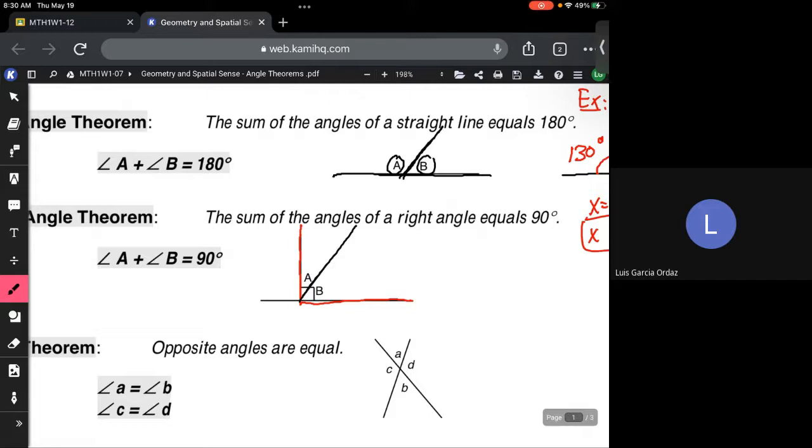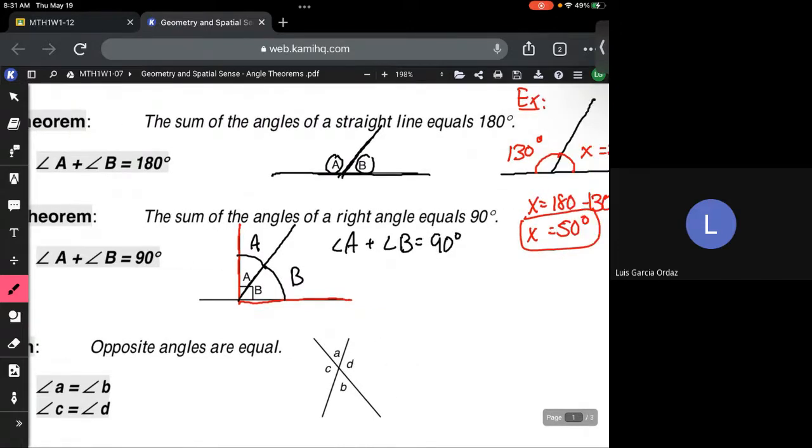So we have both of these angles. I have an angle B and an angle A. Because it makes a right angle, both angle A and angle B, when added up together, have to be 90 degrees. So let's take another example.